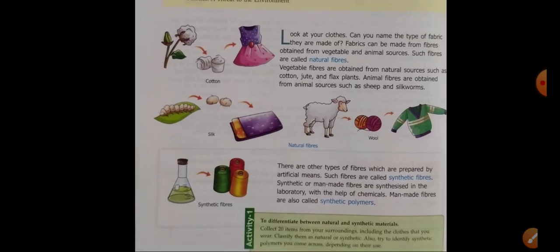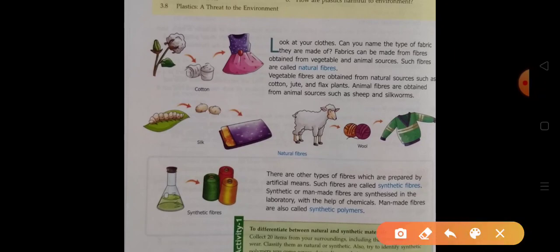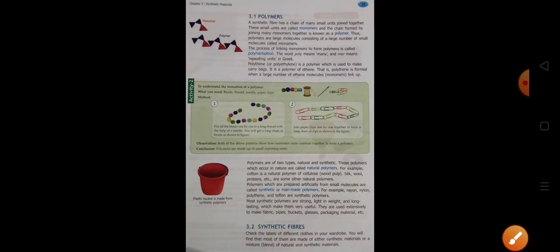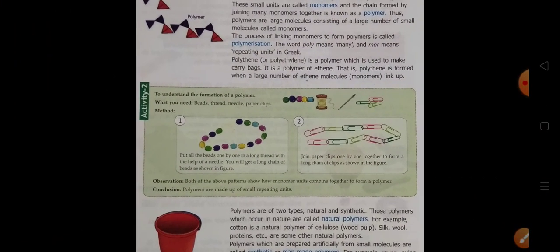So there are other types of fibers which are prepared artificially, means by using chemicals, and these fibers which are formed by the use of chemicals are called synthetic fibers. So synthetic fibers are man-made fibers. They are man-made fibers synthesized in the laboratory with the help of chemicals. These are called synthetic polymers. These synthetic fibers which are made from chemicals are called synthetic polymers. Now we discuss the polymers.